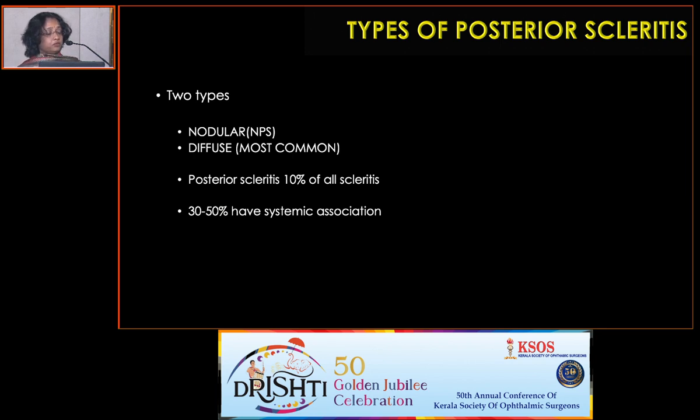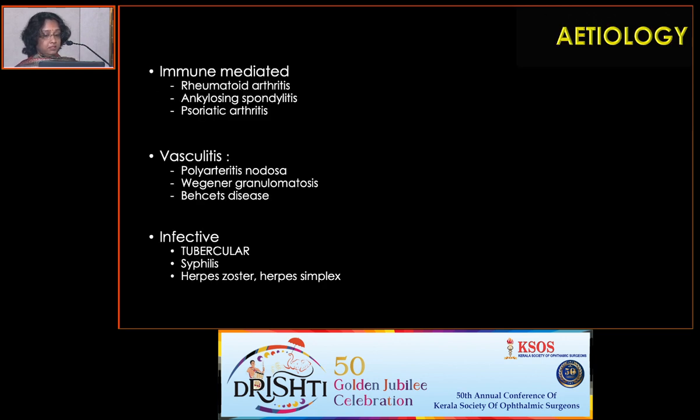When you see a case of posterior scleritis, always look for a systemic association. 30 to 50% of the patients can have a systemic association. That is the important aspect to diagnose this entity. The etiology could be immune mediated or infective. The usual immune mediated entities are rheumatoid arthritis, ankylosing spondylitis, psoriatic arthritis, or secondary to vasculitis like polyarteritis nodosa, Wegener's granulomatosis, or Behçet's disease. Infective, the most common being tubercular or syphilitic, or viral entities like herpes zoster or herpes simplex, can also present with posterior scleritis.